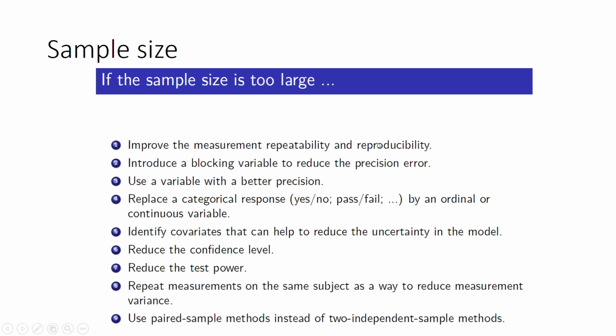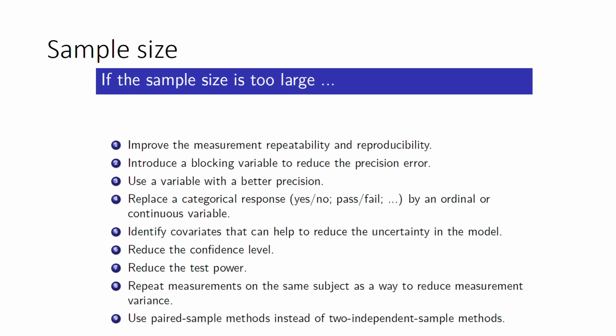If my variable is not too informative, like a categorical response, yes or no, I can try to substitute it by an ordinal or continuous variable that has more information than categorical. I may try to identify covariates, and blocking variables somehow also go in the same direction to try to reduce the uncertainty in the model. I may try to reduce the confidence level or the test power, or try to repeat measurements as a way to reduce sigma. I may use paired sample methods rather than two independent sample methods.